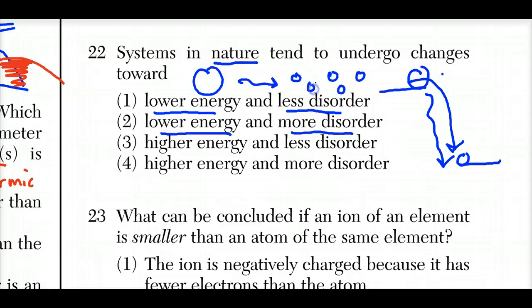The sand on the beach came from rocks, so things in nature tend to break down. Think of human life trying to go against entropy. Eventually we lose and we actually become part of the earth again, as morbid as that sounds. So systems in nature tend to undergo changes toward lower energy and more disorder, okay? So we tend to go to breaking down into smaller pieces, and that's just how nature works.